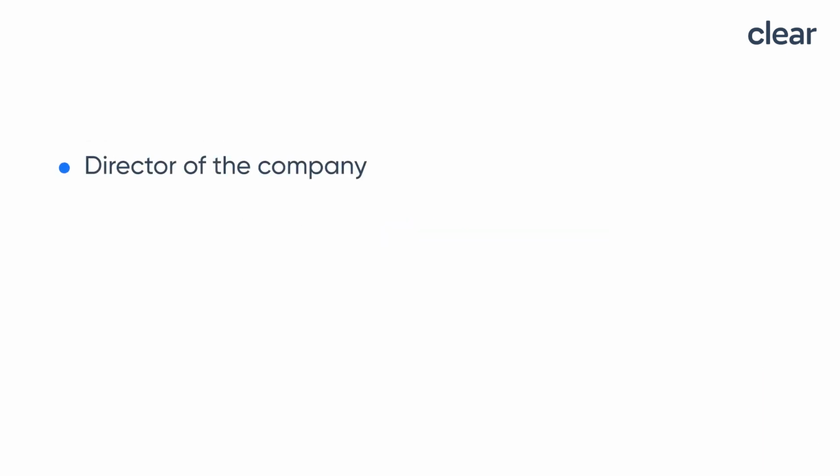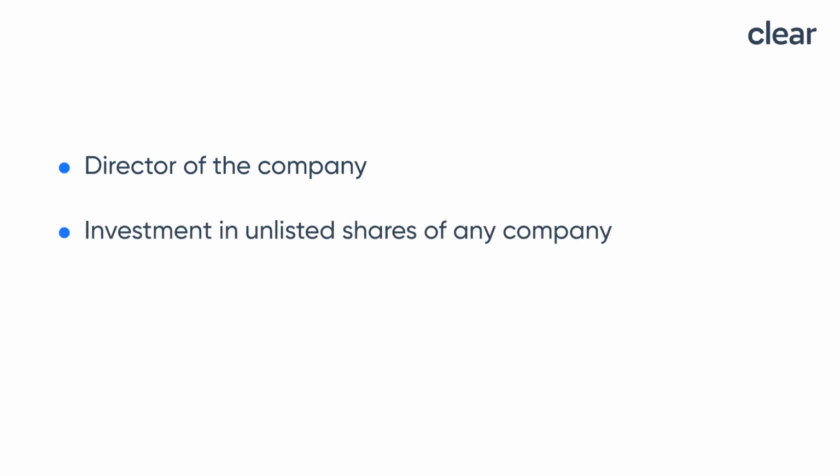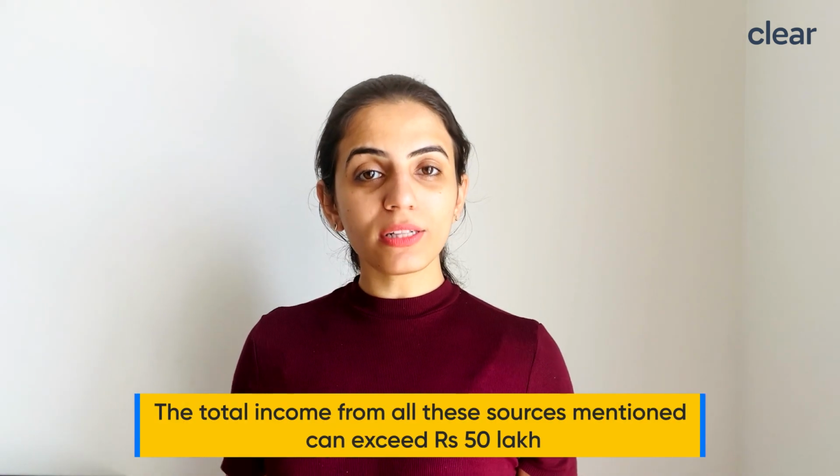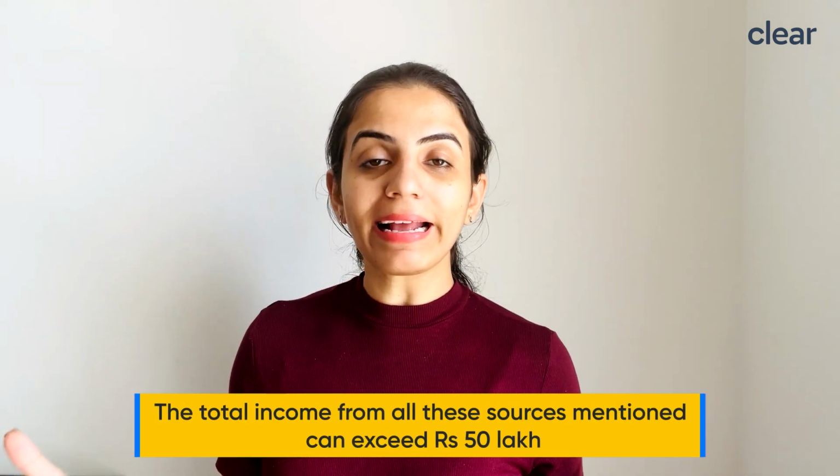Suppose if you are a director, then also you can file ITR2. If you have invested in unlisted equity shares of any company, then you can file ITR2. And you can file ITR2 even if you are a resident and not ordinarily resident, and if you are an NRI, that is non-resident. Now, the total income from all these sources that I just mentioned can exceed rupees 50 lakh. So if you have only salary income, but if your income exceeds rupees 50 lakh, then you cannot file ITR1. You will have to come and file ITR2.